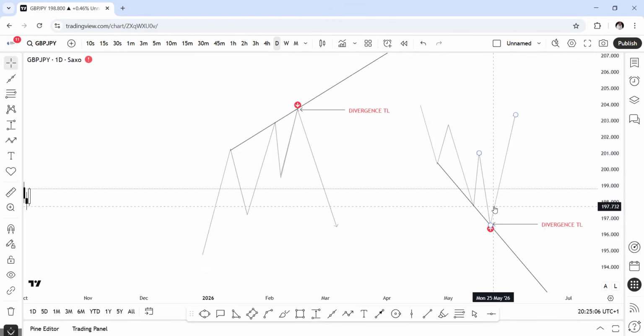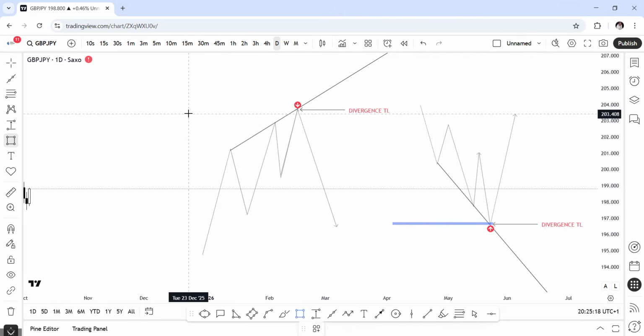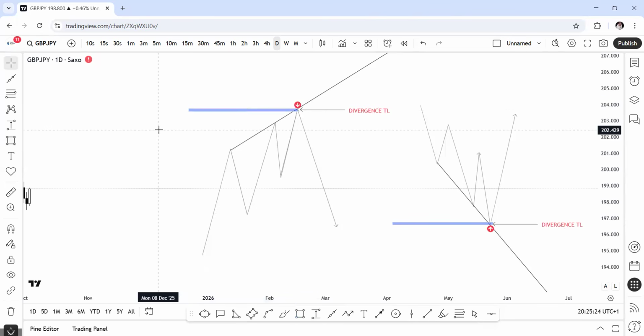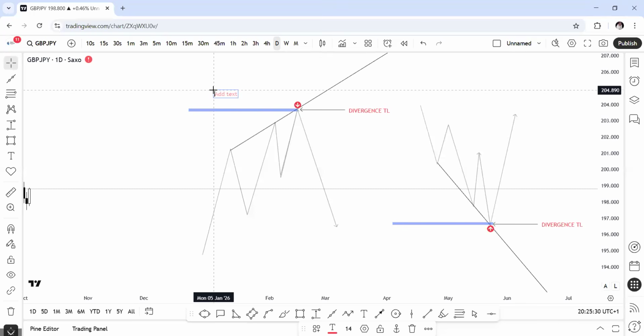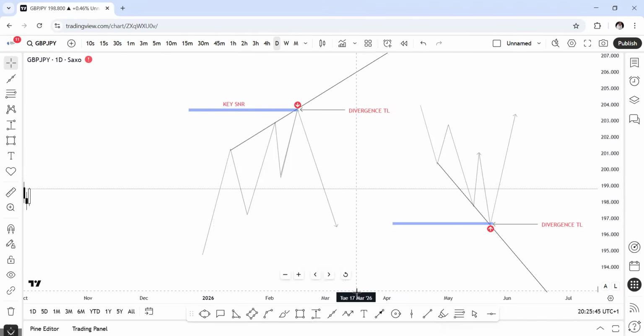There are some checklists you need to do. This is a key support level. You must have identified a key support level there, because if not, you could get a fake setup. Likewise, you must have identified a key resistance here. Those are the checklists. I've done some videos on key SNR. This place must be a key SNR with a price gap, because that's what we call a price gap.